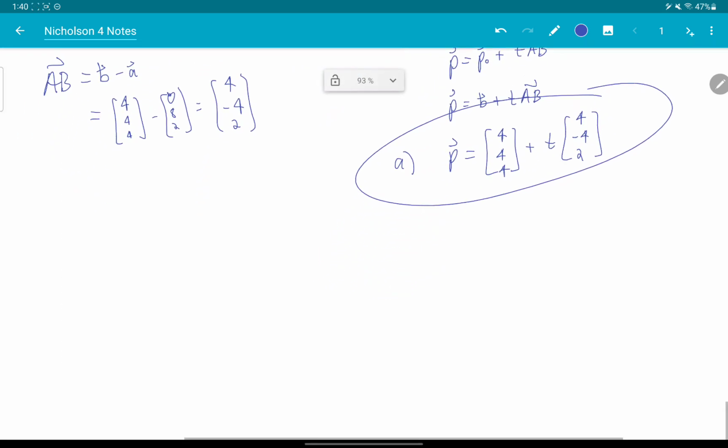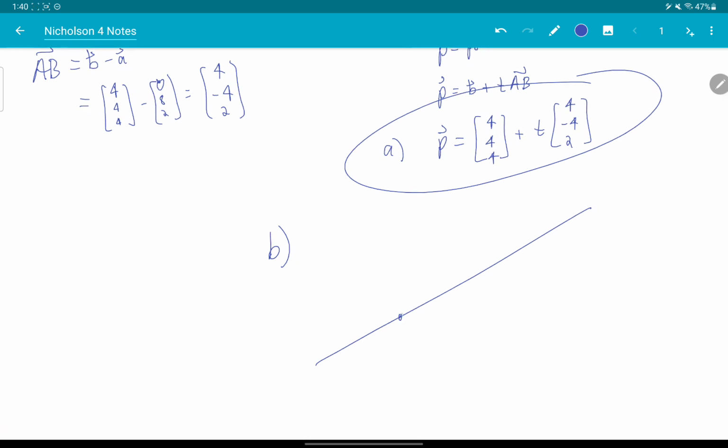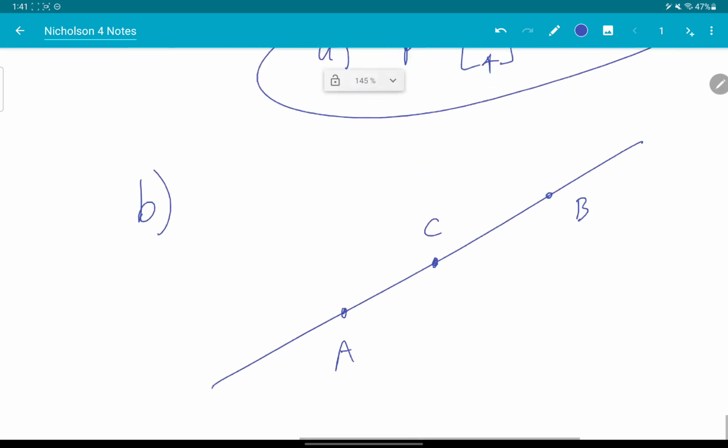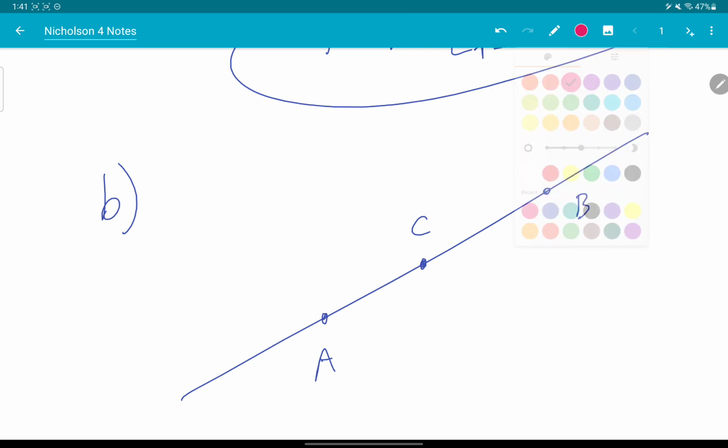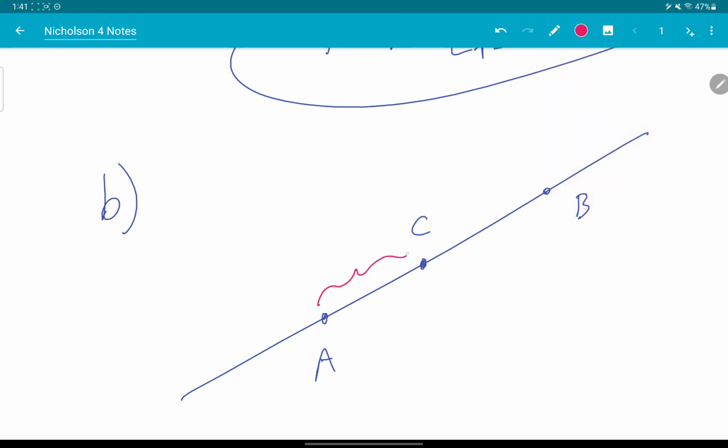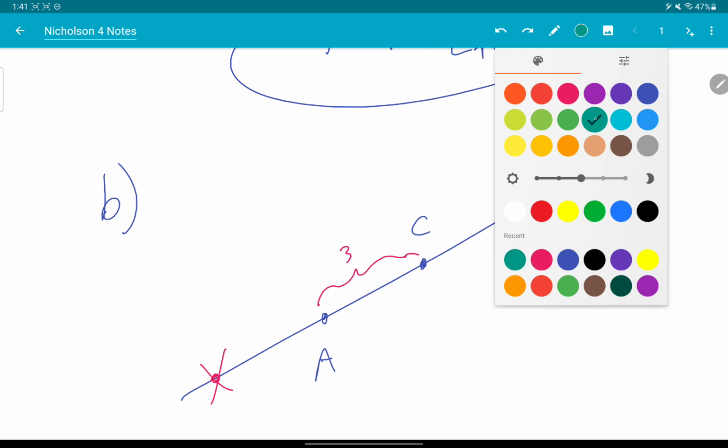Now part B is trickier. We have the same line. Let's draw it again. We got A, we got B. And I'm trying to find this point C here. Let's call it point C. And we want the point C to be 3 units from A. And we want it to be between A and B. Okay, so it's not this one over here. It's this guy here. Okay, what to do?